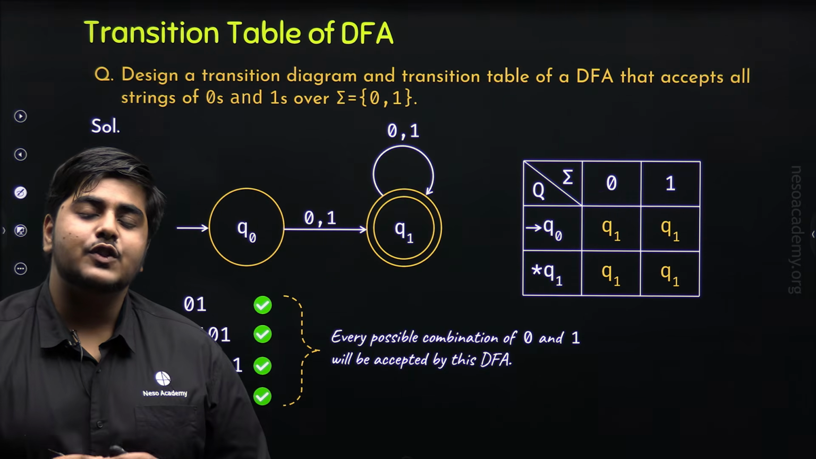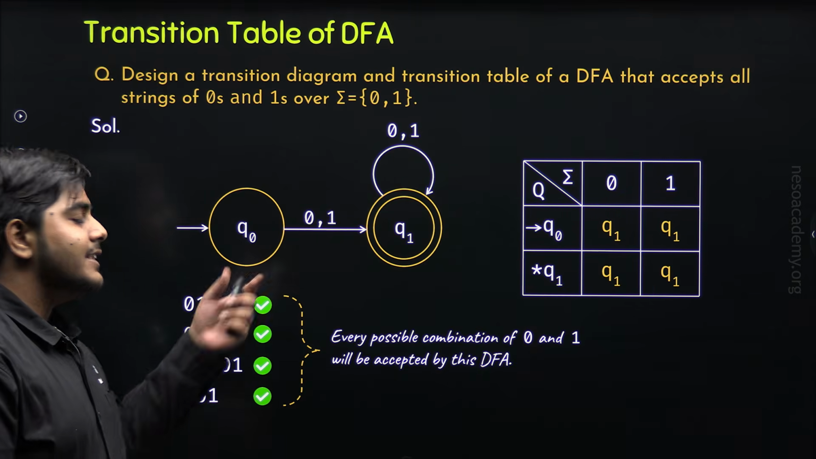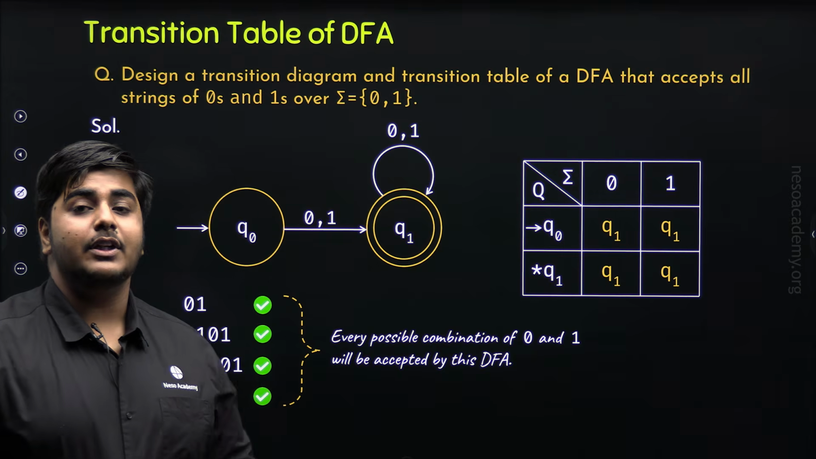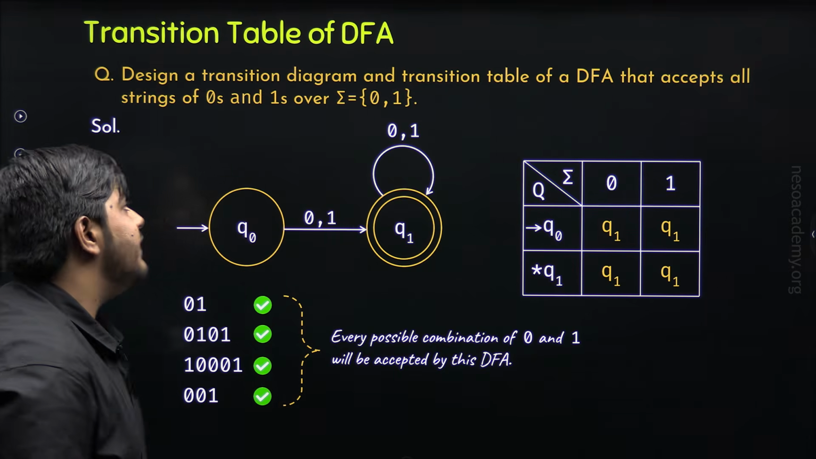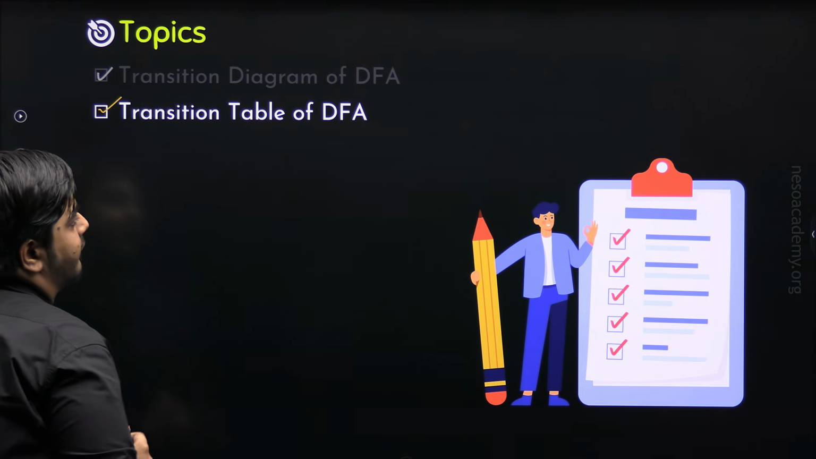So this is how we have solved a complete problem on construction of the transition diagram and transition table for a DFA. In this way, we have completed our second topic also, that is transition table of DFA.